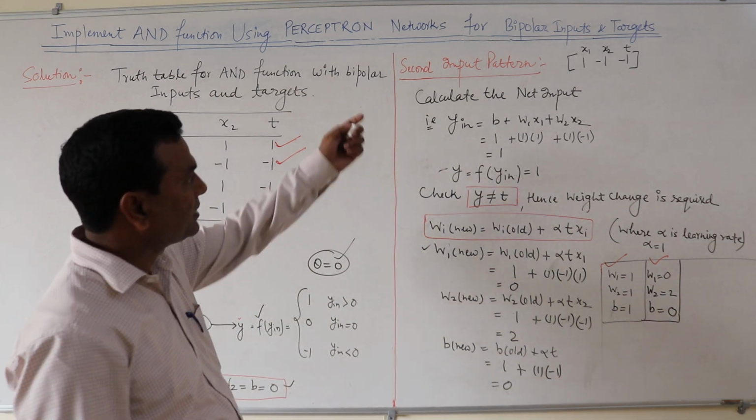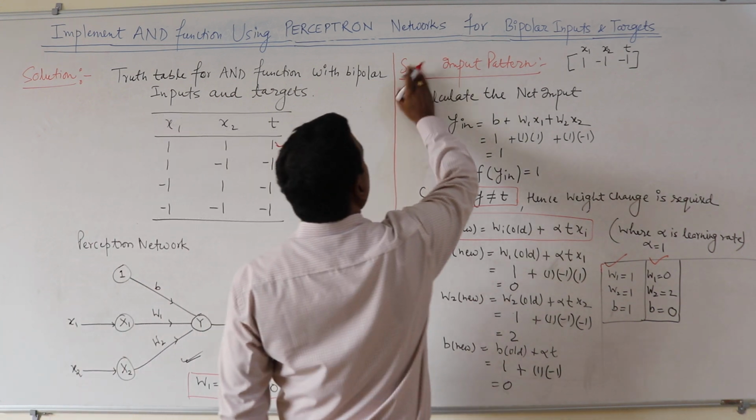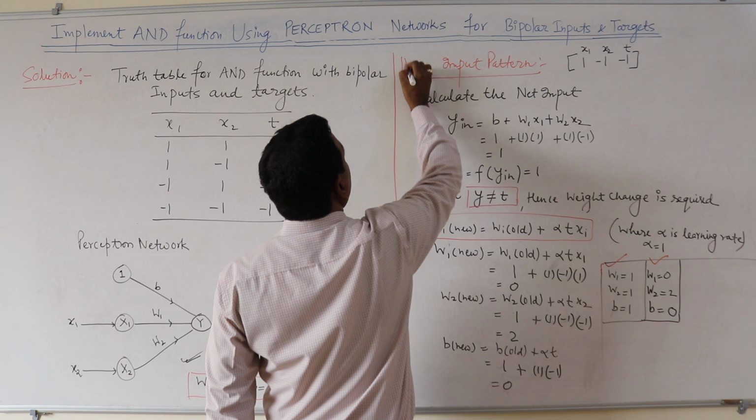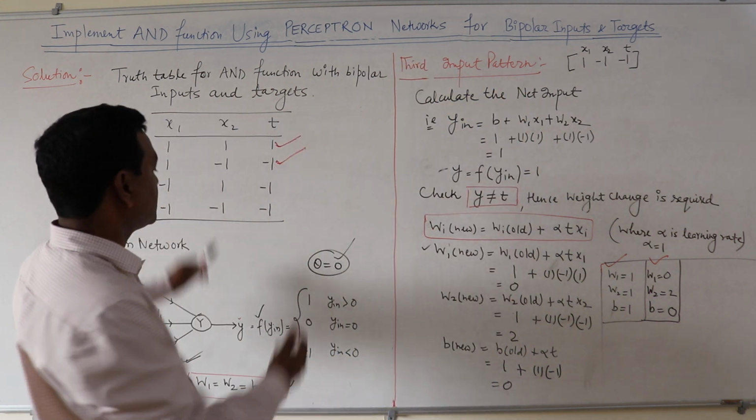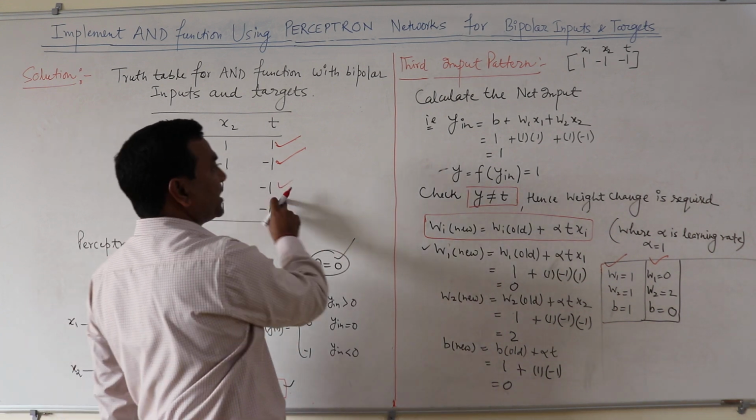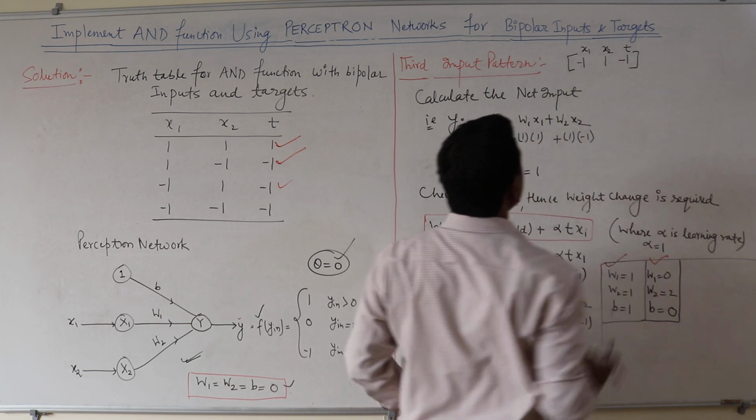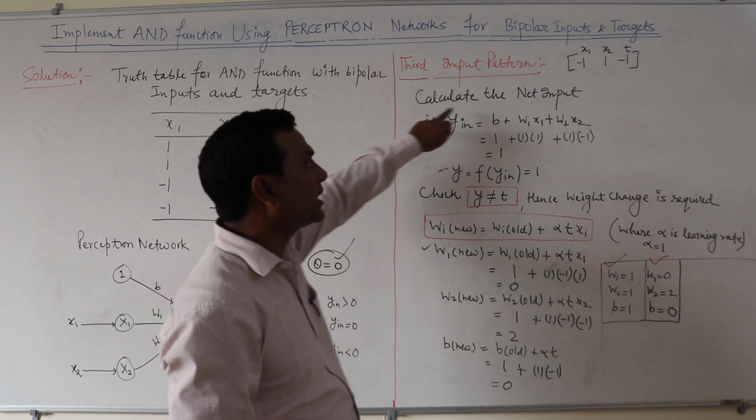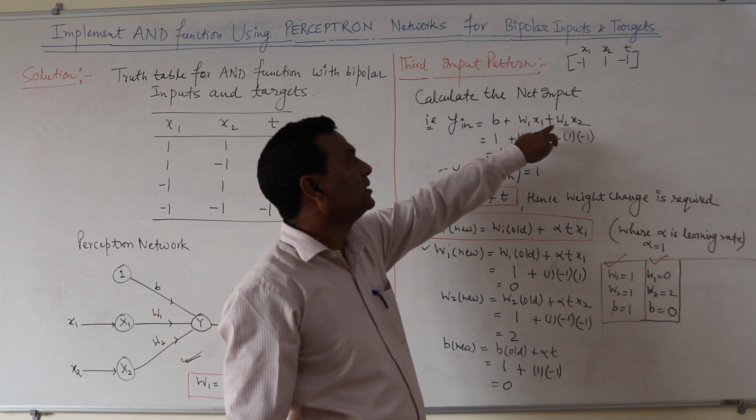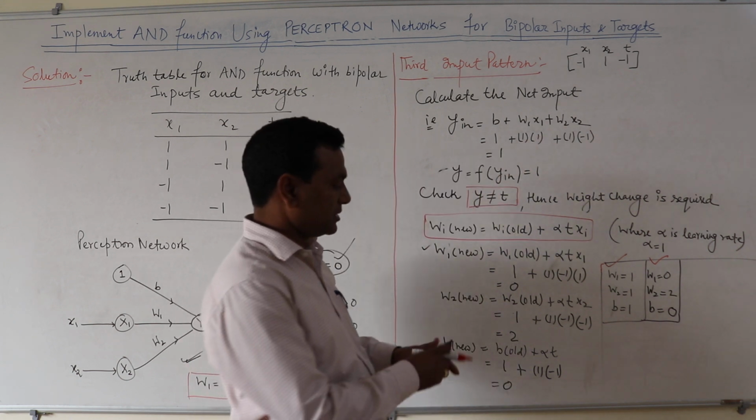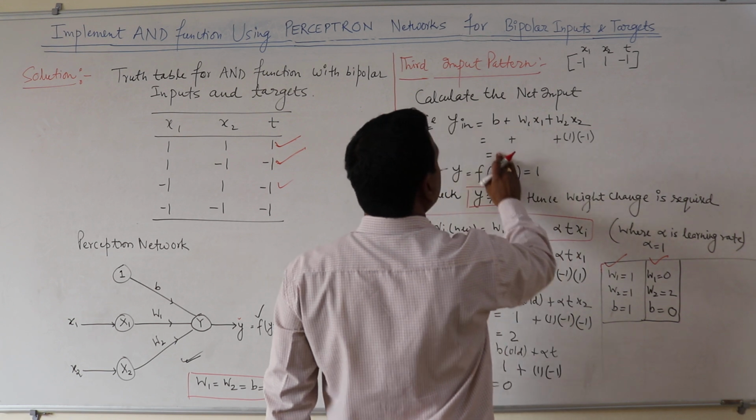Now we will take the third input pattern, and the third input is minus 1, 1, minus 1. Now for the third input, we will calculate the net input. This is y equals b plus w1 x1 plus w2 x2, and we can easily calculate it.